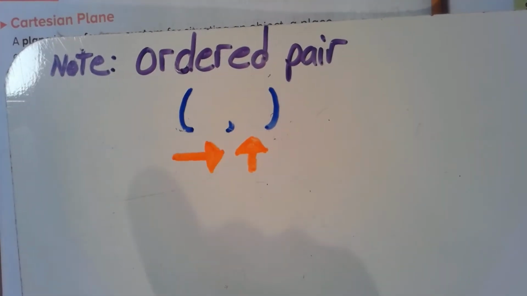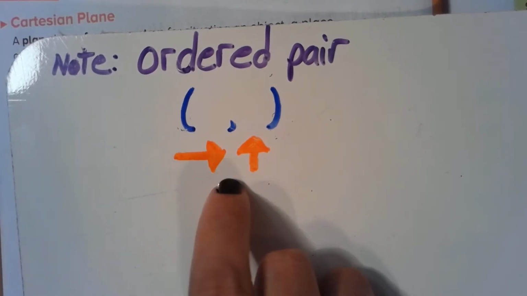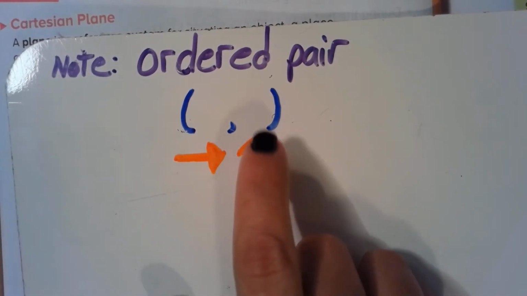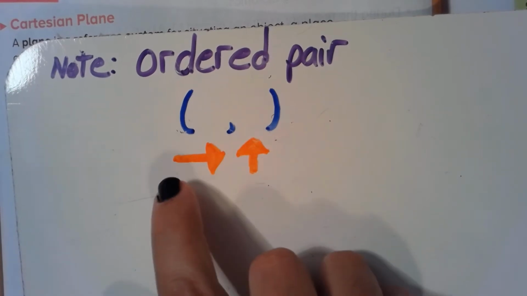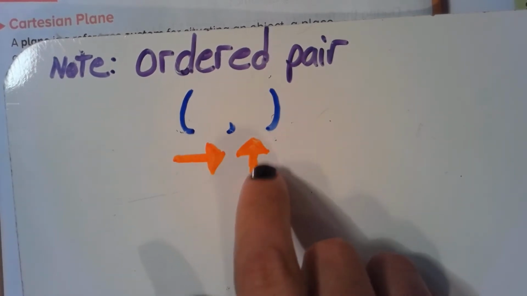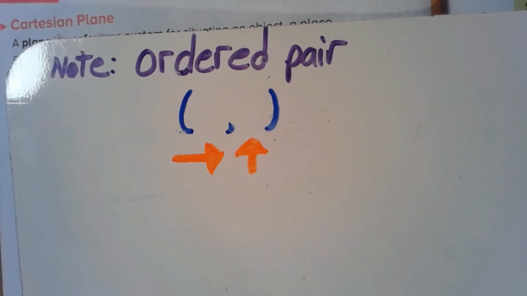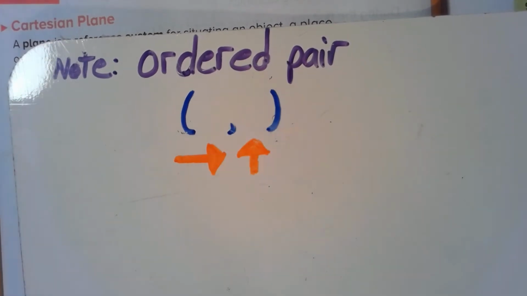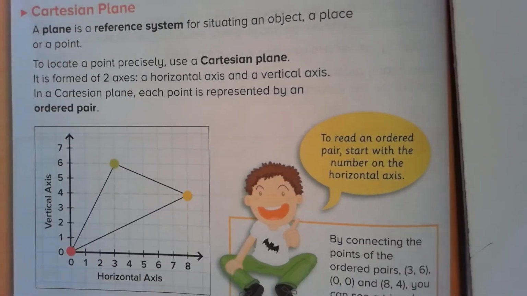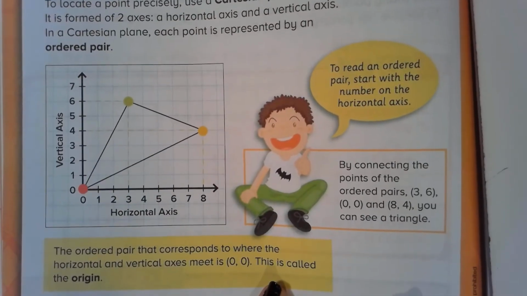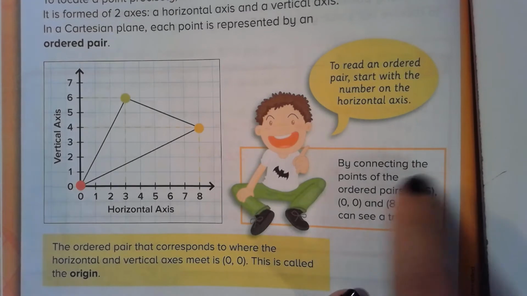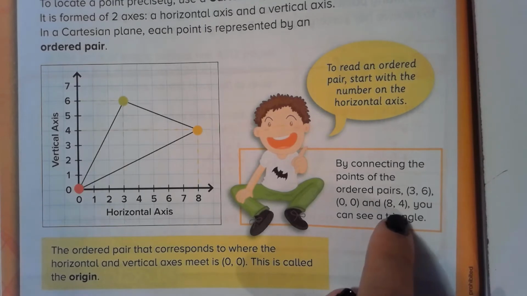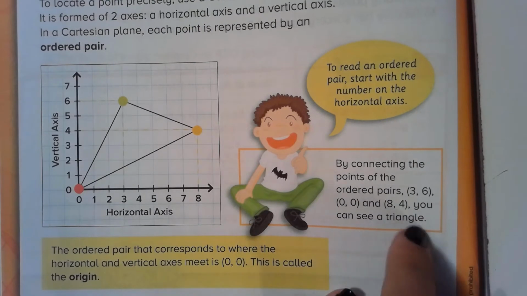The first number is your x-axis, and the second number is your y-axis or your vertical axis. So your horizontal x-axis and your vertical y-axis. And what I always tell my students is you go in the elevator and then you go up the elevator. What do I mean by that? Well, let's look at these points. By connecting the points of the ordered pairs (3, 6), (0, 0), and (8, 4), you can see a triangle.